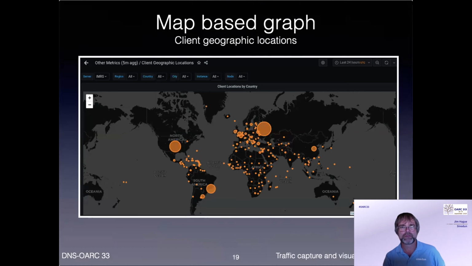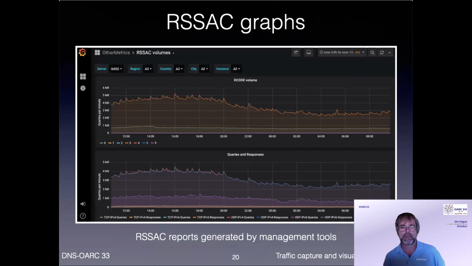A quick look at the geographic location plots. And finally, as I think I mentioned earlier, we have a series of plots for all RSSAC information. The system also generates RSSAC reports automatically. Again, this is done by some of the Python management tools. And these reports include required images of these graphs, which is the reason that we require the Grafana imaging plugin, but that's the Grafana implementation detail.